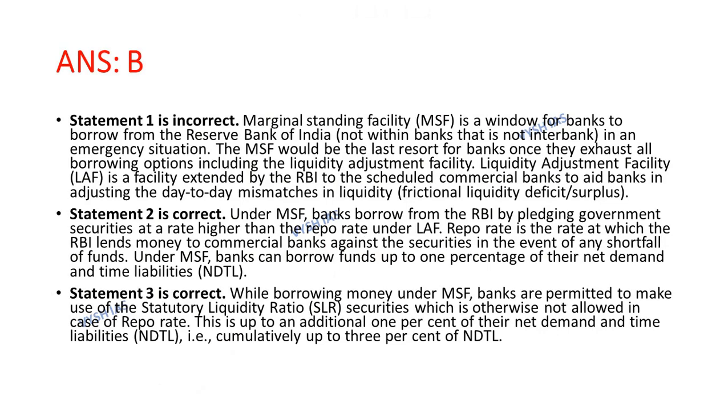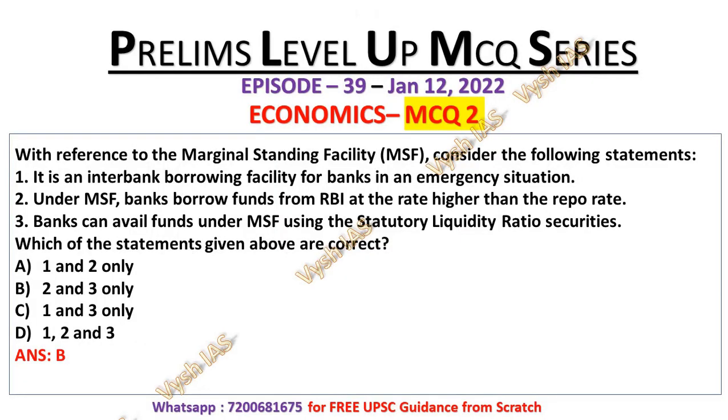Statement number 1 is incorrect. So we know the reason behind it. Marginal standing facility is a window for banks to borrow from the Reserve Bank of India, not within banks. That is, not interbank, in an emergency situation. That's why statement number 1 is wrong, because here it is mentioned interbank, which means that one commercial bank borrows from another commercial bank.